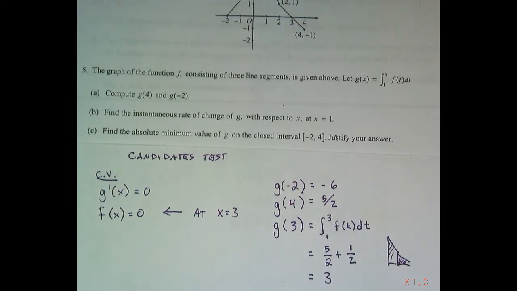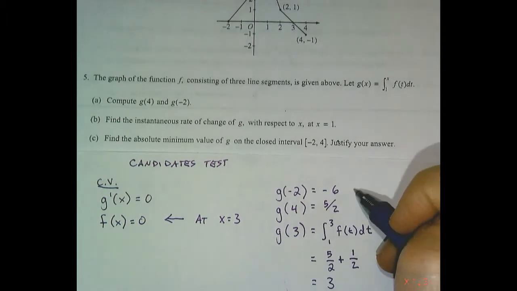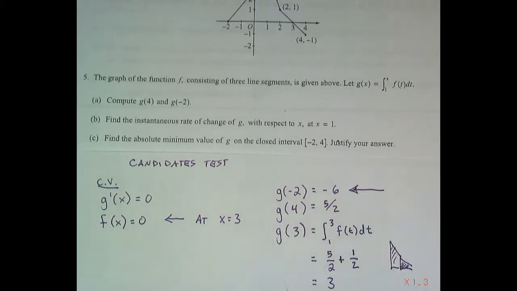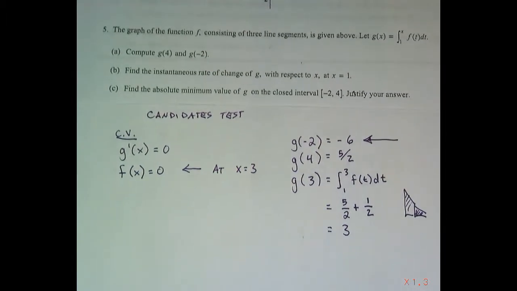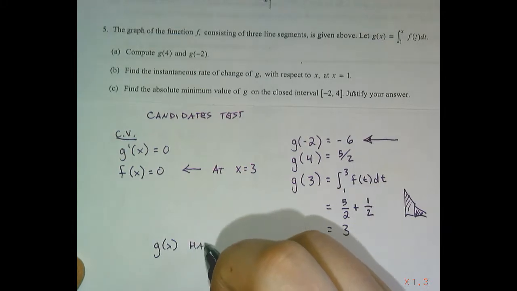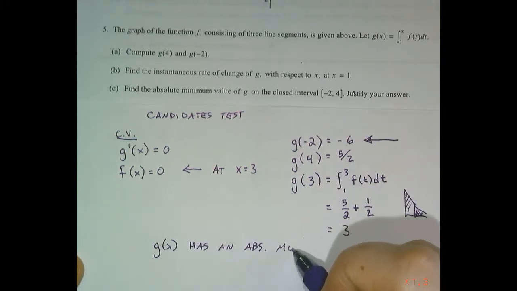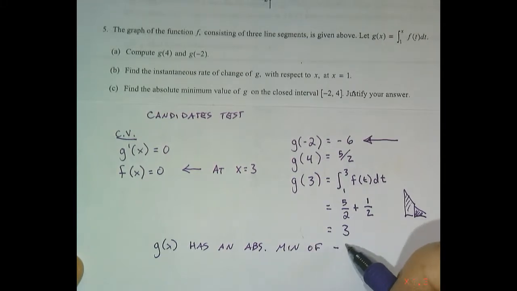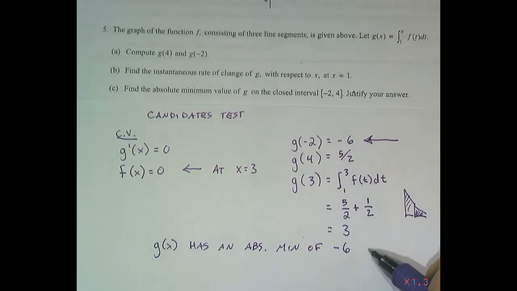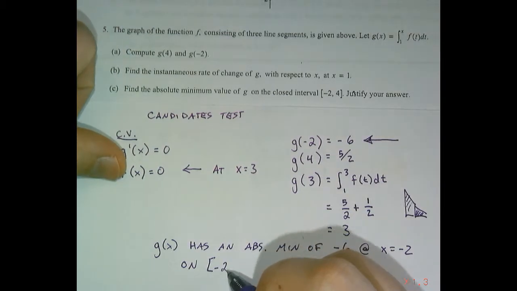So find the absolute minimum. The absolute minimum is going to occur at negative 2. So g of x has an absolute minimum of negative 6 at x equals negative 2 on the interval negative 2 to 4.